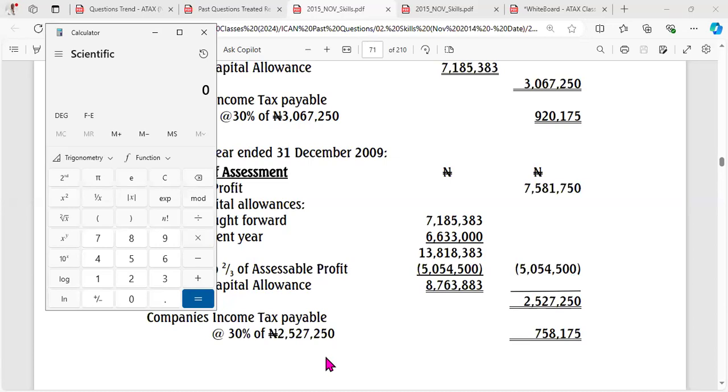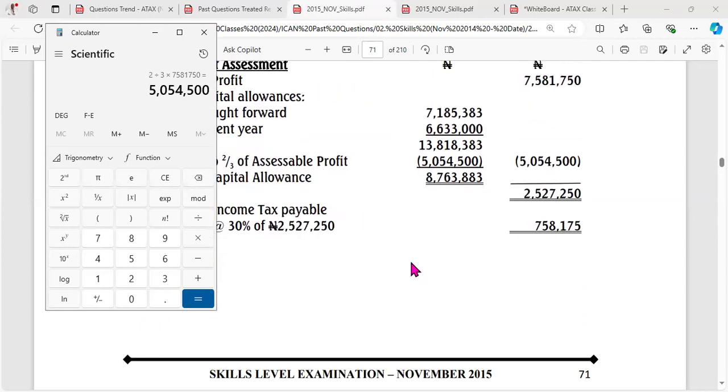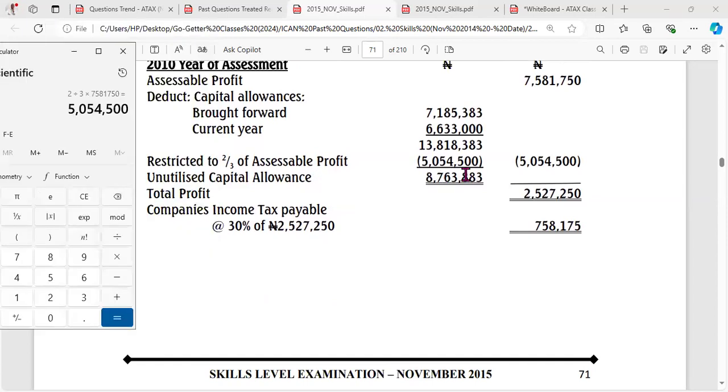Using that analogy now, you want capital allowances to be cleared. You have 7,581,750. You look at 2/3 of it. So we say 2 divided by 3 times 7,581,750. And that gives us 5,054,500, which is what is claimable. And so we go. This is the capital allowance unutilized, which will be carried forward.